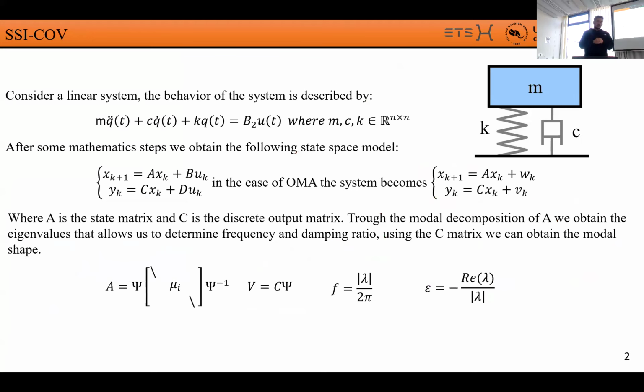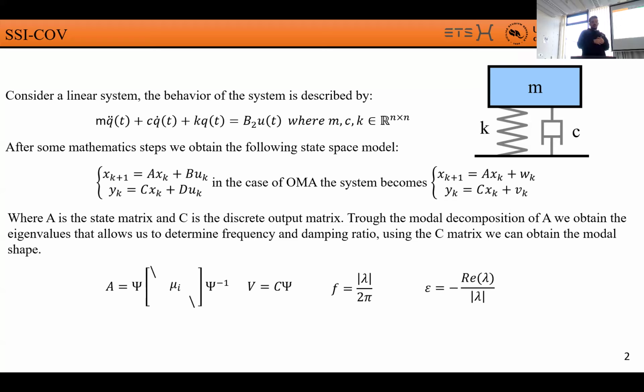So, very quickly, mathematics. As we all know, a linear system is described by the classical equation of motion, where M, C, and K are the mass, damping, and stiffness matrices. U is a vector containing all the input, while B2 is a matrix that distributes all the input to the various degrees of freedom.